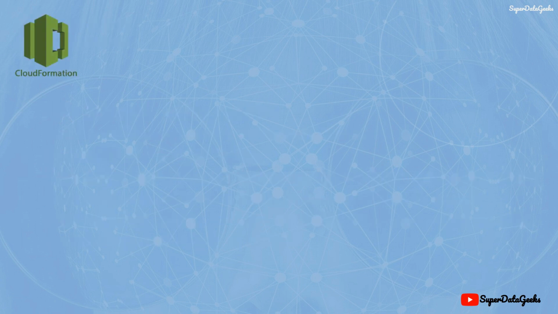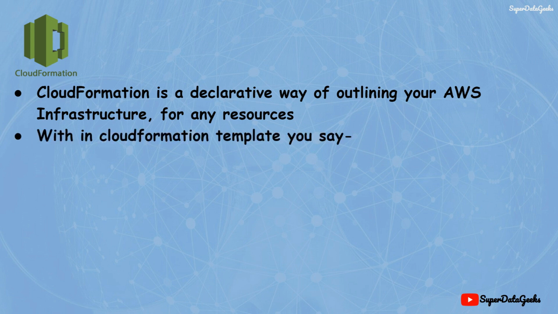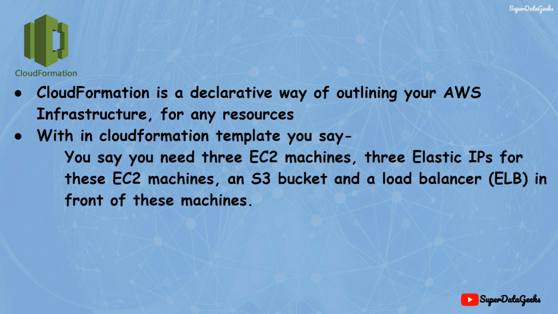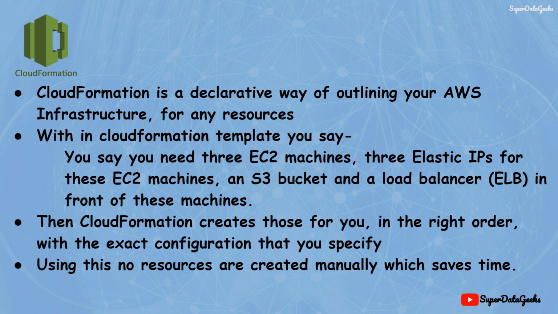So the next service is CloudFormation. So there are so many services. It is a declarative way of outlining your AWS infrastructure and resources. For example, you want 3 EC2 instances, 3 elastic IPs for these EC2 instances, an S3 bucket, and a load balancer in front of these machines. So you want this setup. In CloudFormation, you just write the code and AWS CloudFormation will set all these things up for you, and it will create them in the right order with the exact configuration. Using this, no resources are created manually, which definitely saves time.